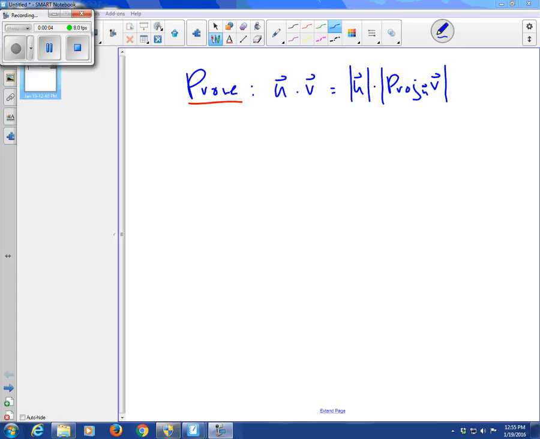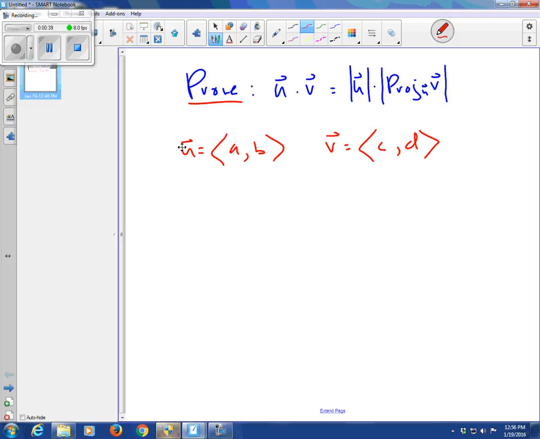Alright, so in this video we are going to prove that the dot product of our vectors u and v is equal to the magnitude of u times the magnitude of the projection of v onto u, right? So right here, what we're going to do is basically set up our definitions for these two sides with our vector u defined as <a, b> in component form, and our vector v defined as <c, d> in component form, right?